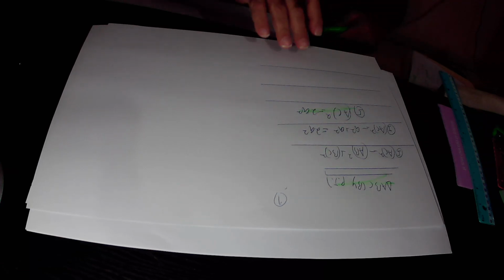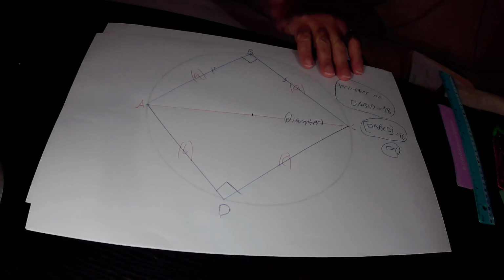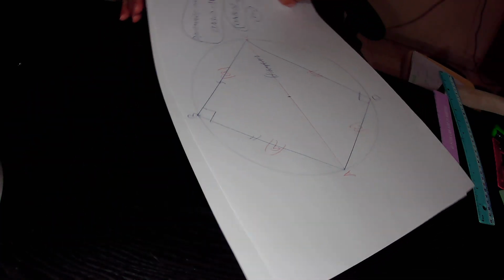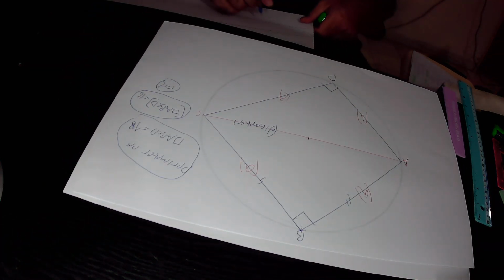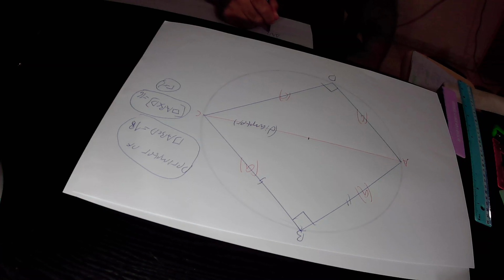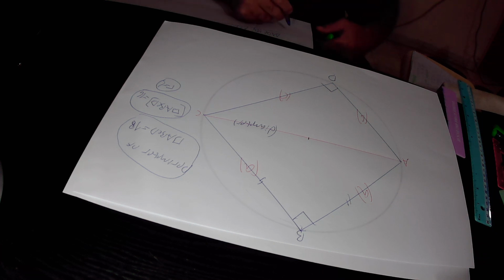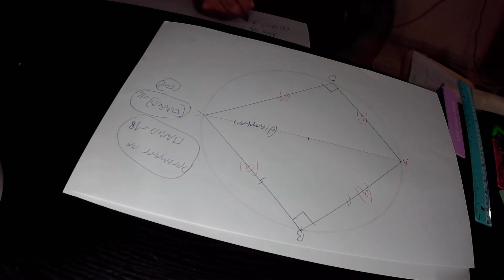In the next step, we implement the Pythagoras theorem on this right triangle, triangle ADC. Here PT stands for Pythagoras theorem. So on this right triangle ADC, according to the Pythagoras theorem, AC squared, that is the square of the hypotenuse, equals AD squared plus CD squared.